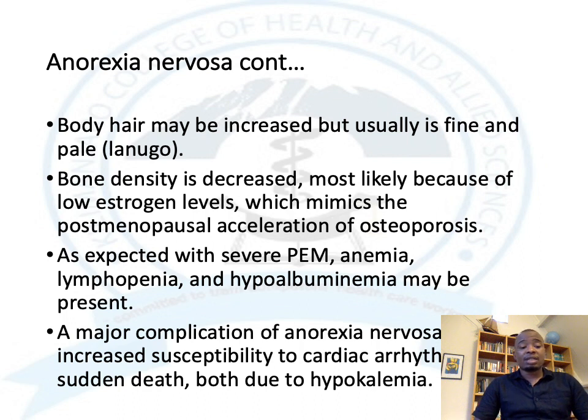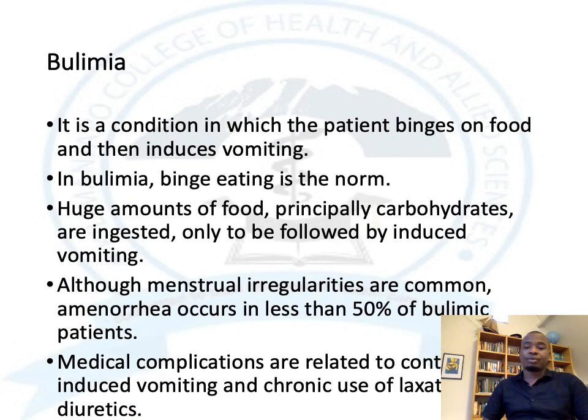As expected with severe protein energy malnutrition, anemia, lymphopenia, and hypovolemia may also be present, which may end up causing other diseases related to the immune system. A major complication of anorexia nervosa is increased susceptibility to cardiac arrhythmias and sudden death, due to hypokalemia. They don't have enough potassium, and therefore they may end up having these cardiac arrhythmias, with sudden cardiac death suspected.